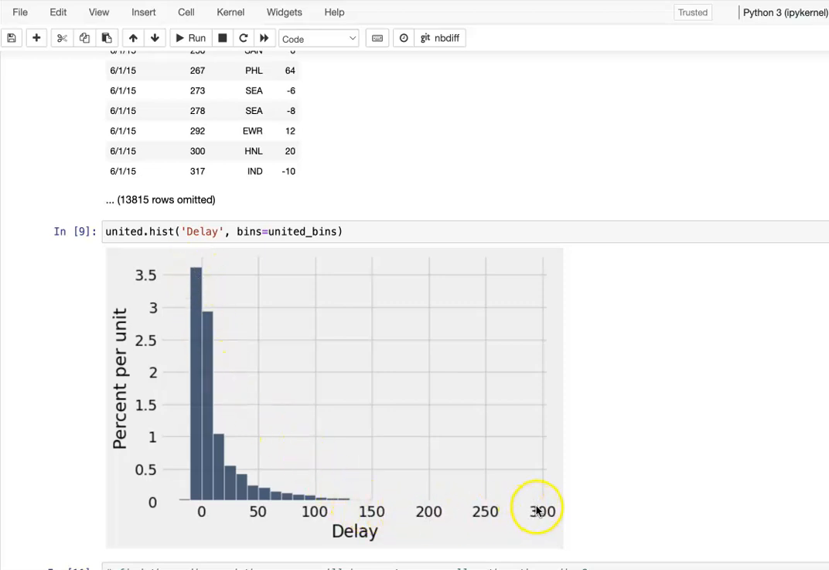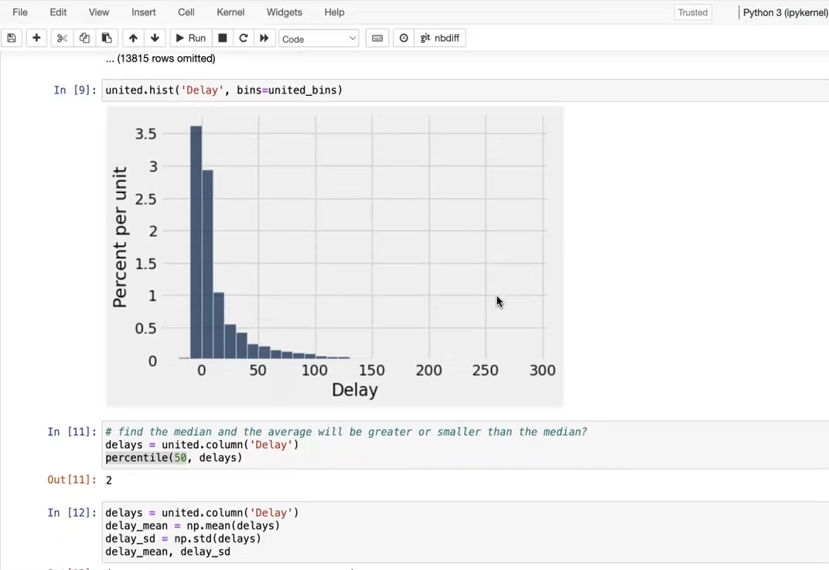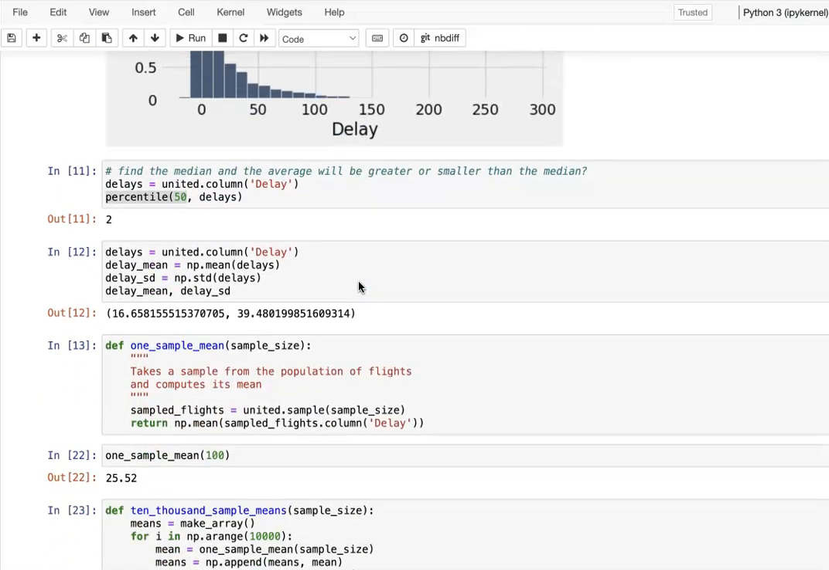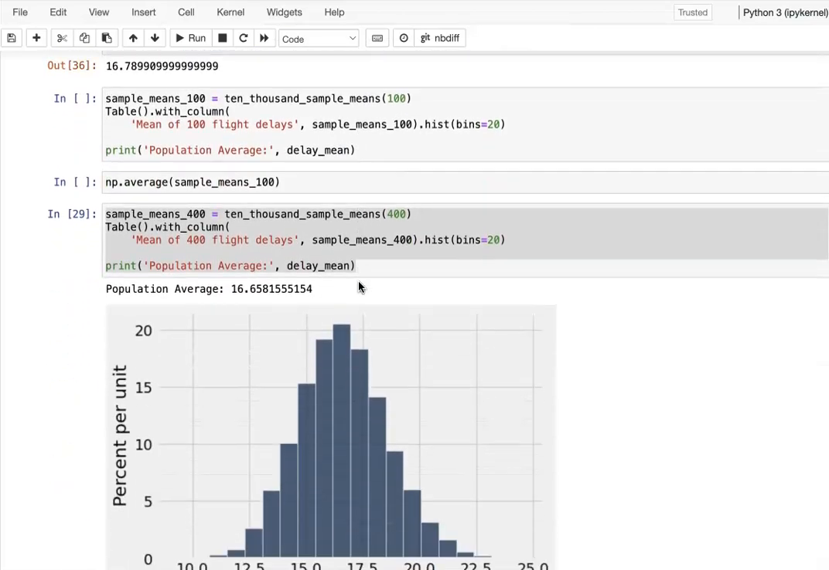So here is almost 14,000 flights of delay data. You can see the distribution is very right skewed. We can consider that the population distribution, and we also calculated the average delay, which is about 16.66. But like we said, even though that's a population, we can just use sample data to estimate the population, especially for the average. So that's why we do two things.